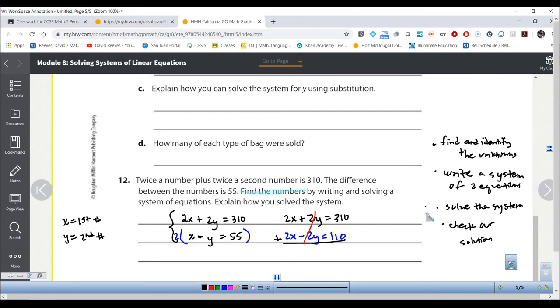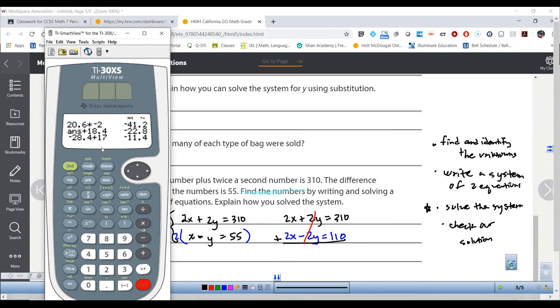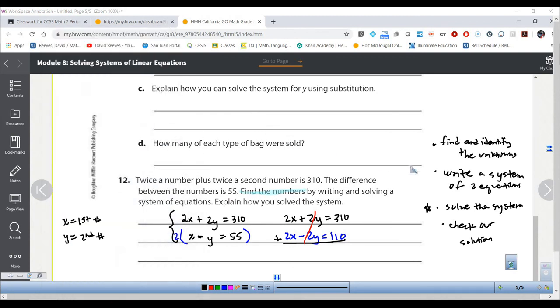Now solving the system can be done by graphing, it can be done by substitution, or it can be done by elimination. Because ultimately math is about solving problems. All these skills that you learn, the goal is the same, to be able to use the skills to solve a problem. Just like a calculator is a tool to help us to solve problems, elimination, substitution, and graphing are tools to help us solve linear systems.